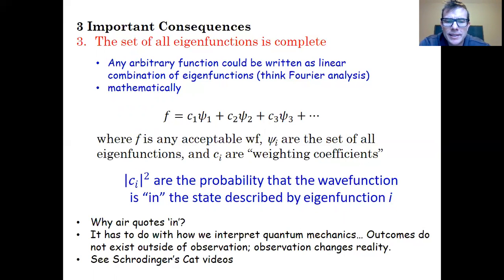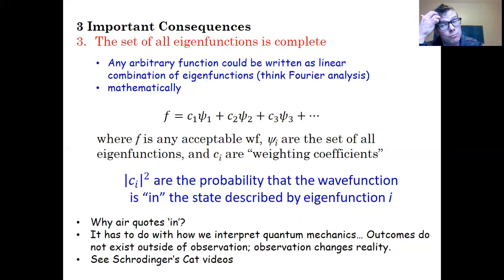The last comment, and this is perhaps interesting to some of you: why do I put air quotes and say "in"? Why can't it just be in this state? Well, at the end of the day, it has to do with how we interpret quantum mechanics. It turns out that outcomes do not exist outside of observation. So the fact that this is in psi 1 is not actually true unless you observe the system. And that process of observation changes reality. So this is a philosophical idea.